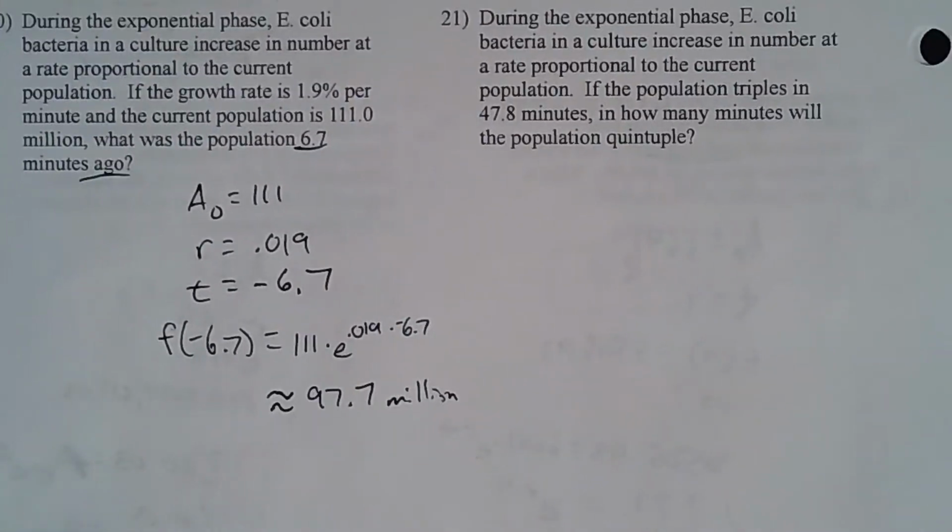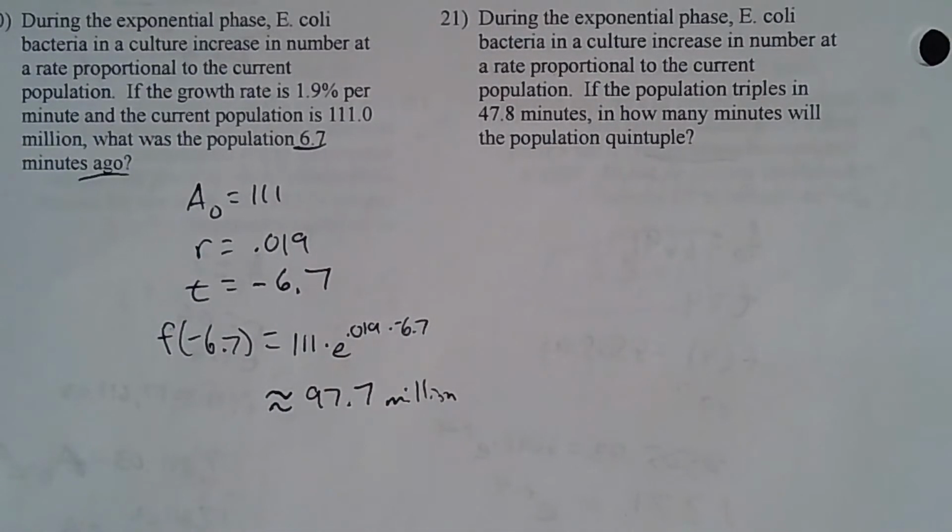During the exponential phase, E. coli in the culture grow. If a population triples in 47.8 minutes, how long will it take to quintuple? So this is an interesting problem. We can do it in a lot of different ways. We can actually go back in time and do it the way I taught you quite a while ago. So I'm going to show you both ways, the way that I'm expecting you to do it now and the way that it was before.